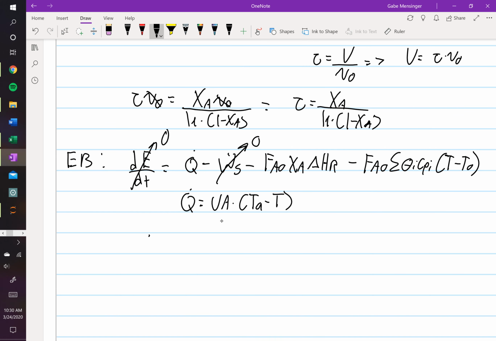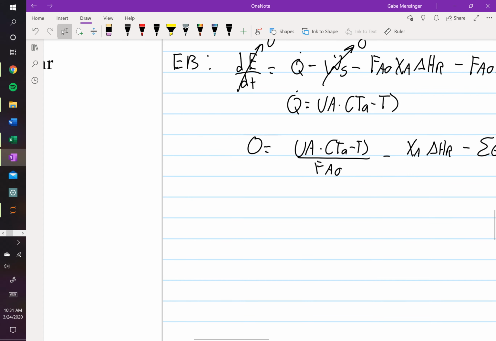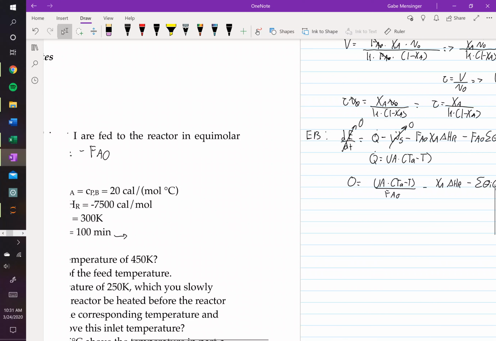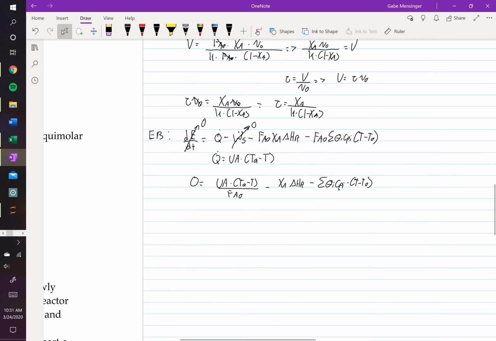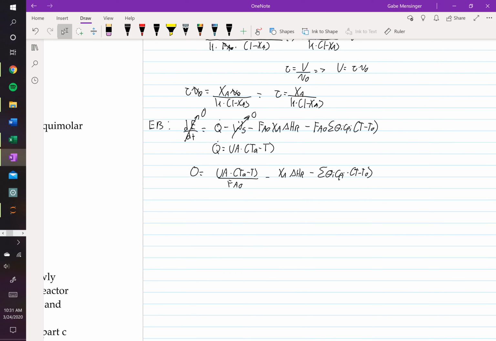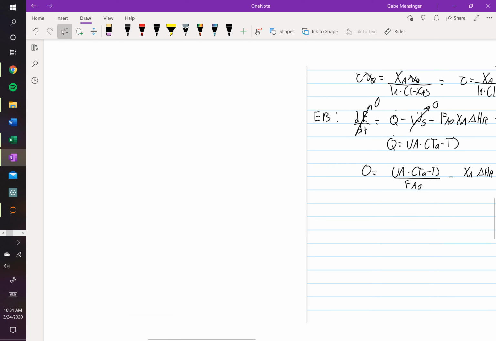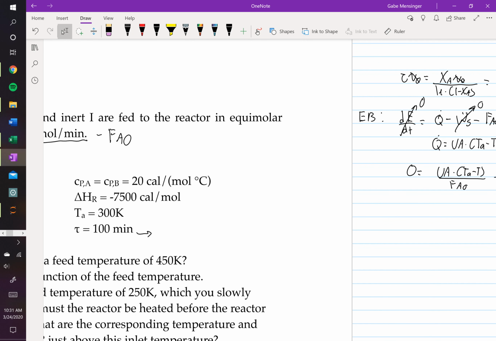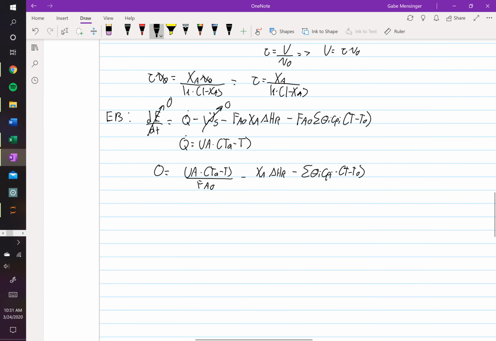Same as before, rearranging, you have UA times TA minus T over FA naught, minus XA delta HR, minus the sum of theta I. Last problem, we were given delta HR at a reference temperature; here we're not really told anything about the delta CP. Actually, we can find delta CP, but since CPA and CPB are equal to each other, delta CP is equal to 0. So delta HR is independent of temperature.